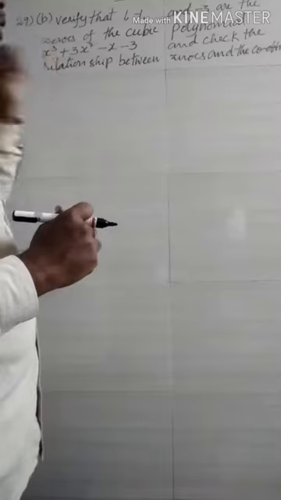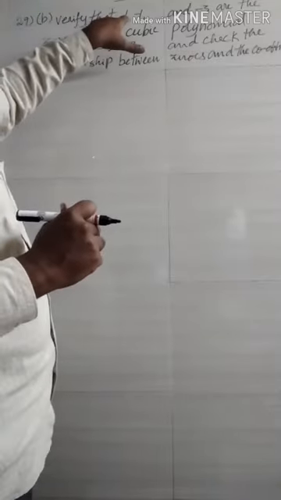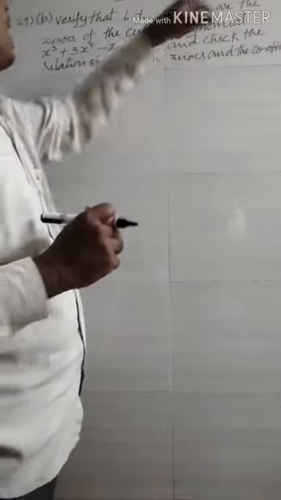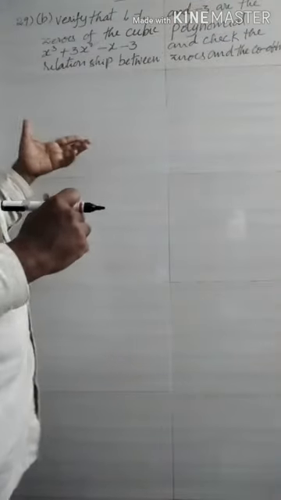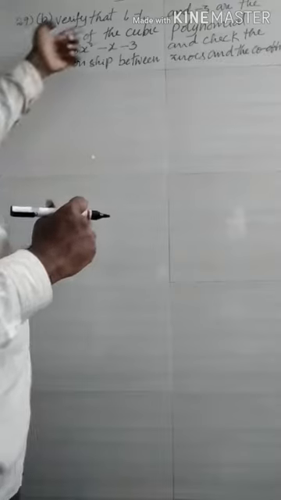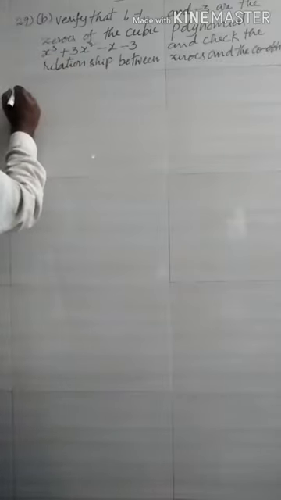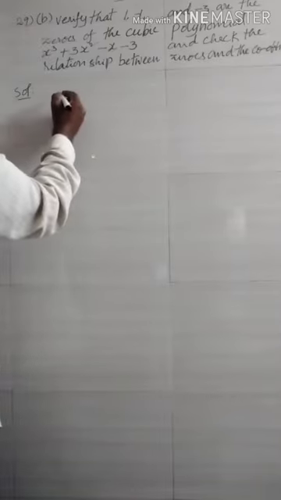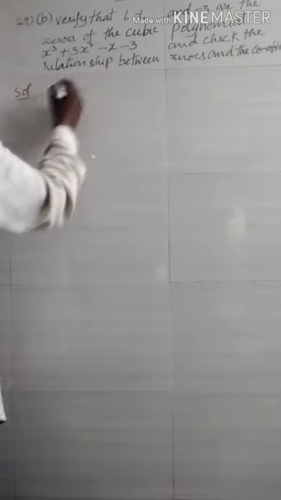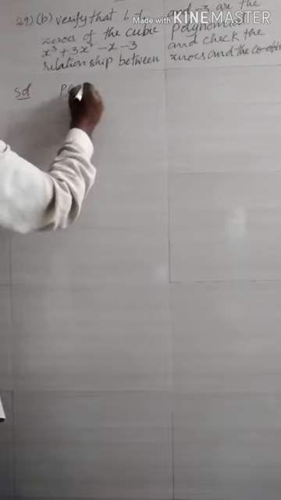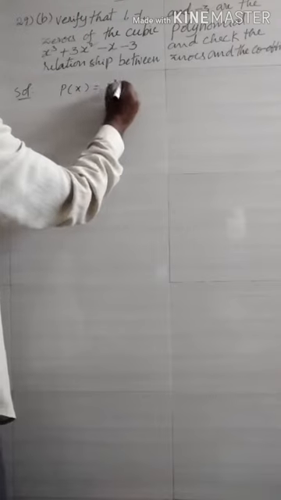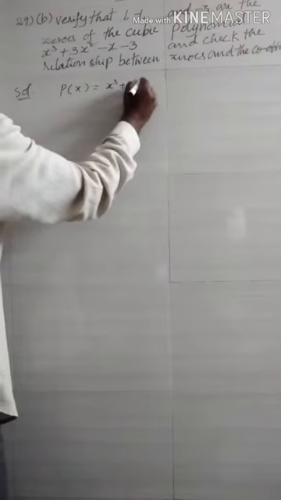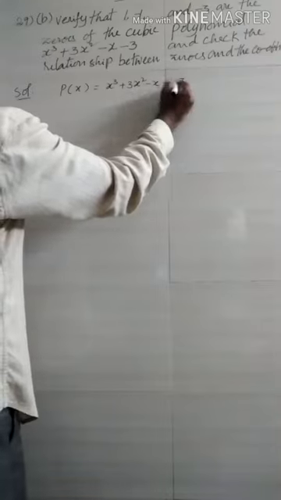So here one more question is also there. You may check whether 1, minus 1 and minus 3 are zeros or not. Verify means check it. So first we check whether the given 1, minus 1 and minus 3 are zeros or not. Already we know that we take the given polynomial as p of x is equal to x cube plus 3x square minus x minus 3.